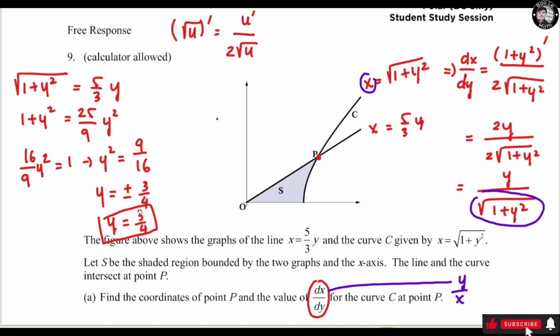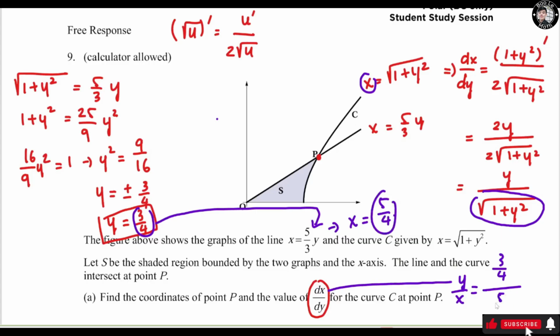But y equals 3 over 4, so substitute 3 over 4 here to solve for x. So x equals 5 over 4. Substitute 5 over 4 here, so you have 3 over 4 over 5 over 4. Multiply the top and bottom by 4, so the answer must be 3 over 5.